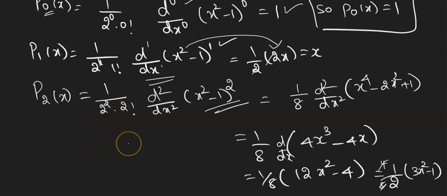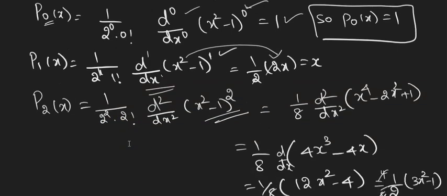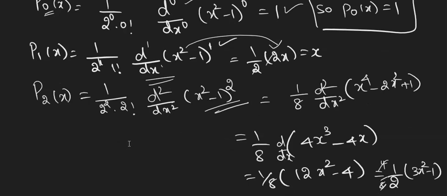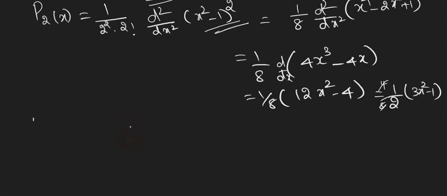If they have given the question for 7 marks, they expect you to derive P0 of x, P1 of x and P2 of x. As well as here we have P3 of x, right? So what is P3 of x? I think now you can try.